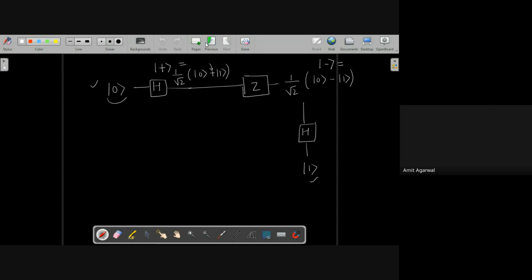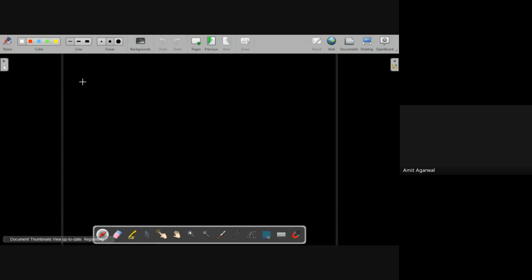So today we'll see how to analyze any quantum circuit using Qiskit. For that, let's take an example of a 2-qubit quantum circuit, where this is the first qubit, and this is the second qubit.